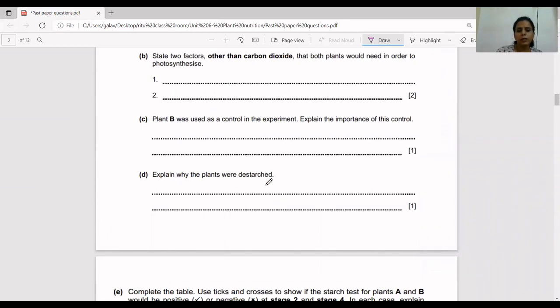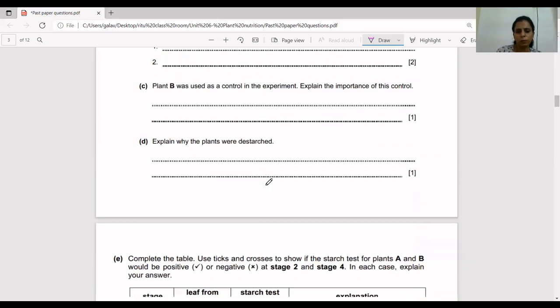D, explain why the plants were destarched. Now this destarching of the plant was important to perform the experiment so that we can get fair results towards the end of the experiment. Otherwise the importance of carbon dioxide for the process of photosynthesis could not be tested or investigated properly.